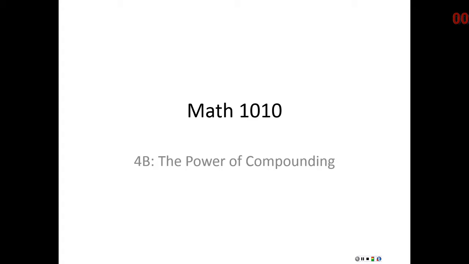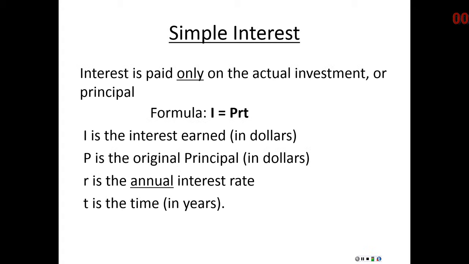Our first step is simple interest. Simple interest is just principal times the rate times the time. So your interest is basically your principal times your rate times your time. Okay? I is the interest earned. P is the original principal. R is the annual interest rate, and T is the time that it takes.